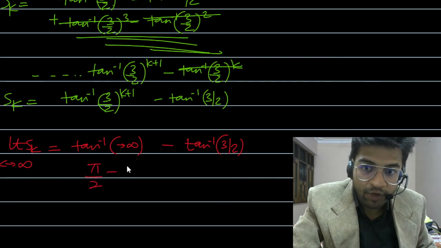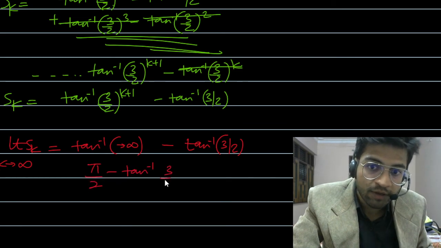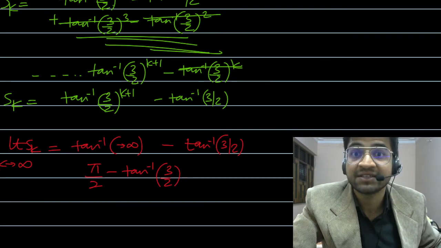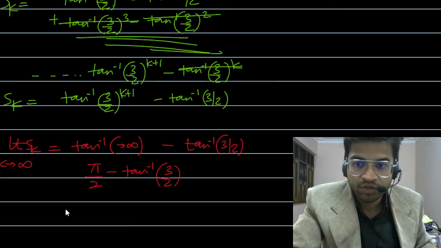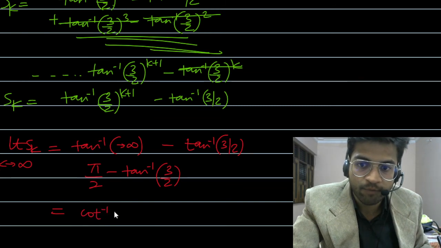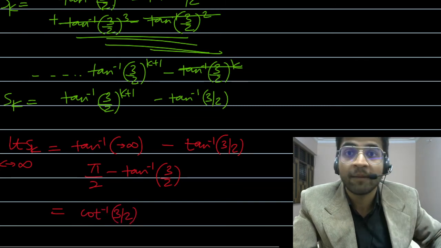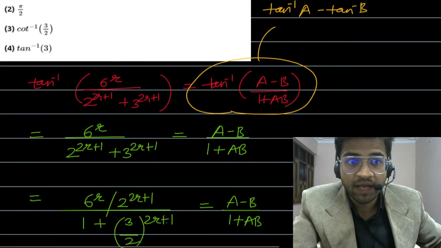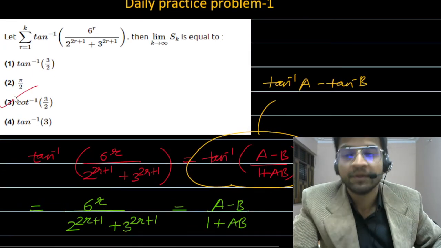So we have pi by 2 minus tan inverse of 3 by 2, and we know pi by 2 minus tan inverse x is cot inverse x. So this will be equal to cot inverse of 3 by 2. So our answer for this particular problem is cot inverse of 3 by 2. Cot inverse of 3 by 2 will be the answer to this particular problem.